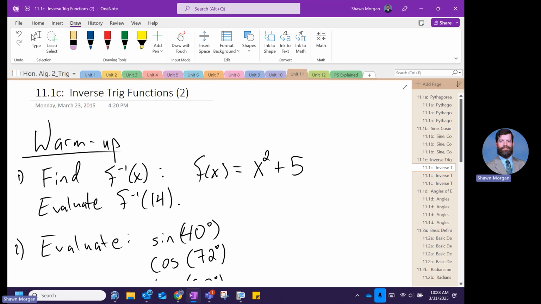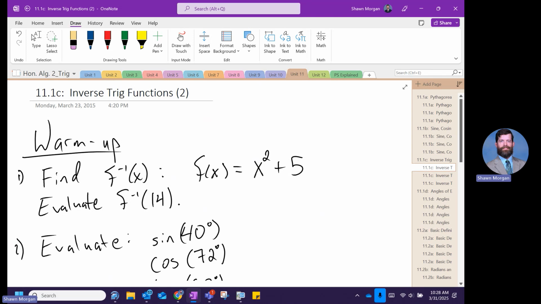Andrew: like y, the x equals y. Good. Switch x, y, solve for the new y. I'm glad you remember. Switch x, y, solve for the new y. So do that real quick, 30 seconds. Switch x and y, solve for the new y.